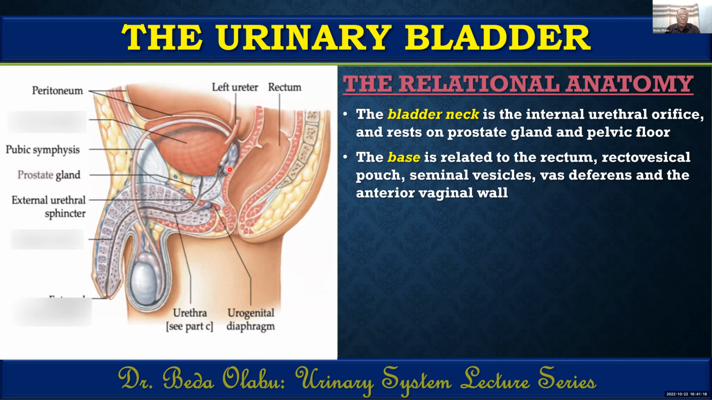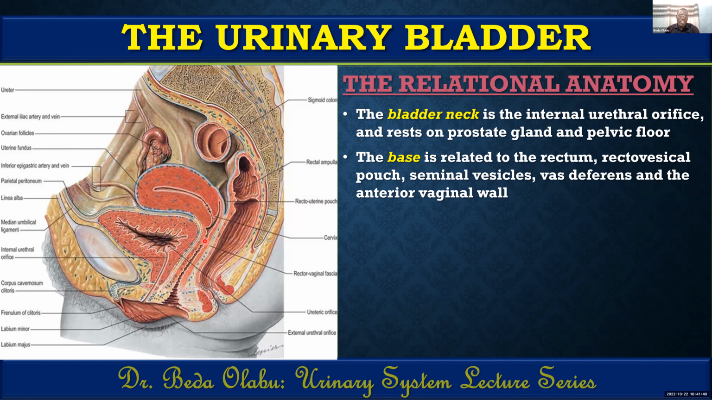Seminal vesicles produce semen. Actually, they contribute the largest volume of semen in males. Other than the seminal vesicles, you also have the vas deferens being posterior to the bladder base. Now that is in males. In females, the base of the bladder abuts the anterior wall of the vagina, as you can see there. So this is the vagina, and this is the posterior aspect of the bladder wall. So this is the base of the bladder.